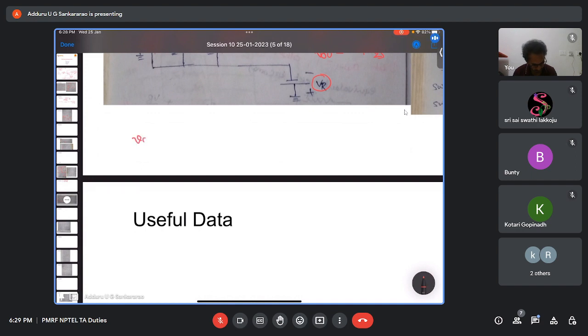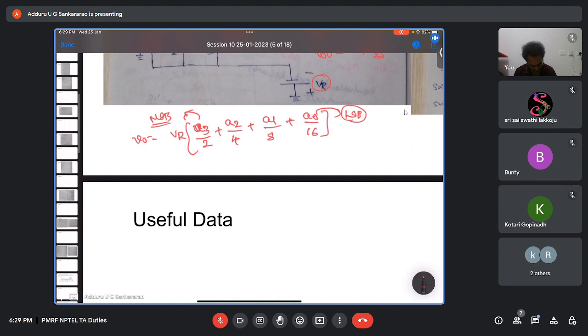So overall, if you take VR into, let us say a 4-bit, A3 by 2 plus A2 by 4 plus A1 by 8 plus A naught by 16. So here, if you see, LSB has less weightage, by 16, MSB has more weightage. This kind of problem we have seen earlier also.